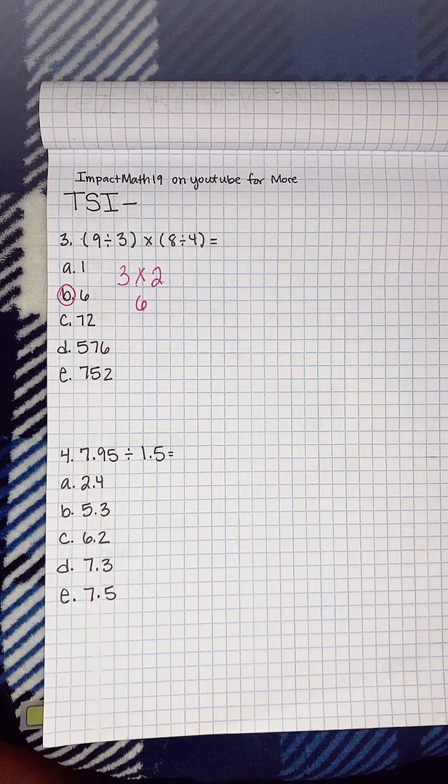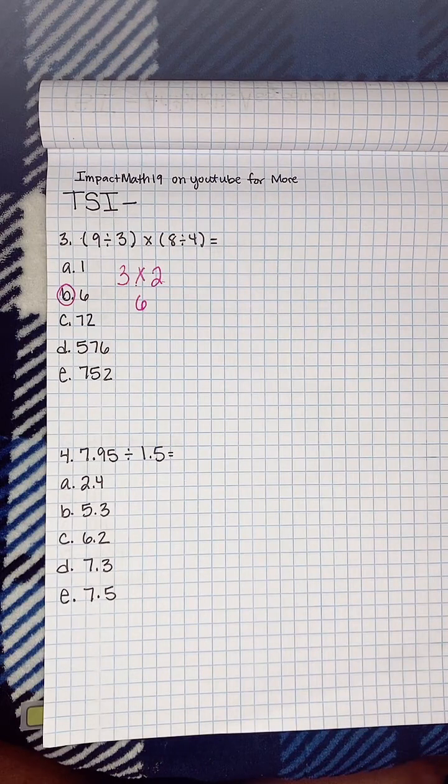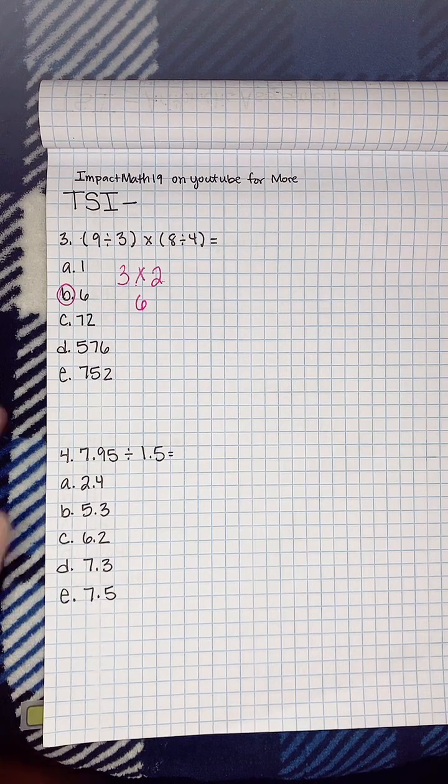Okay. All right, so let's go to number 4. So we have 7.95 divided by 1.5. All right. So what are you guys getting for this one? I see B, B. Whitney said B. All right. Nobody got nothing else? Okay.